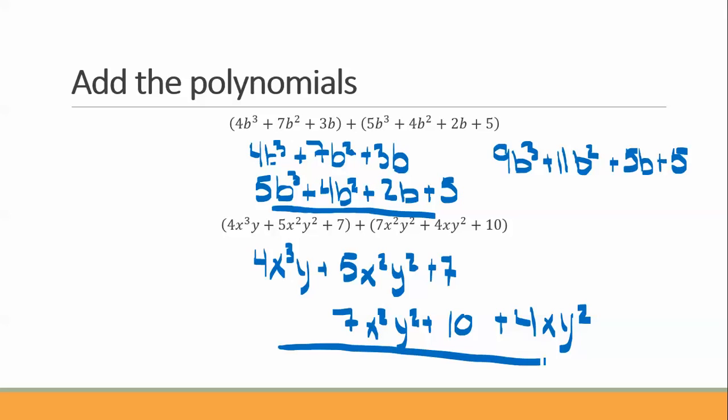Now when we add it all together, we have 4x cubed y plus 5x squared y squared plus 7x squared y squared is 12x squared y squared plus 7 plus 10 is 17 plus 4xy squared.